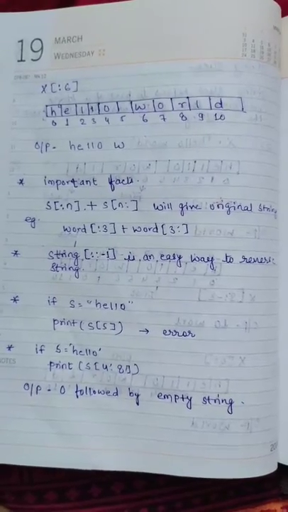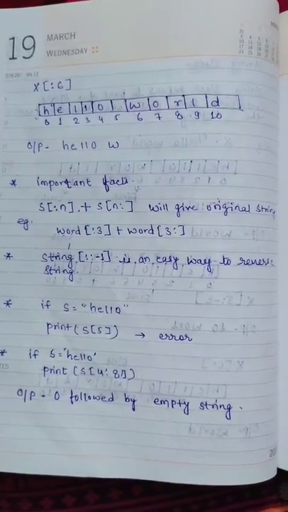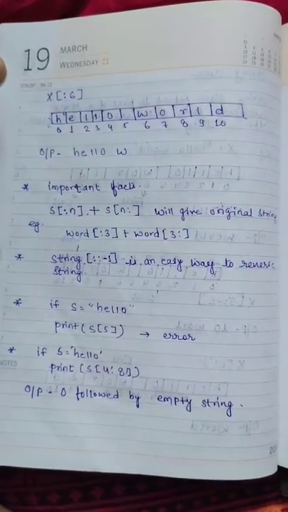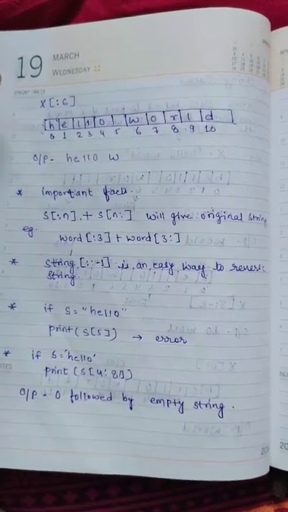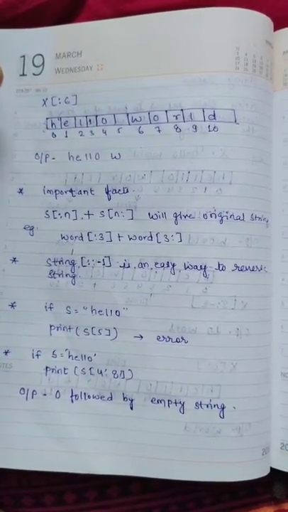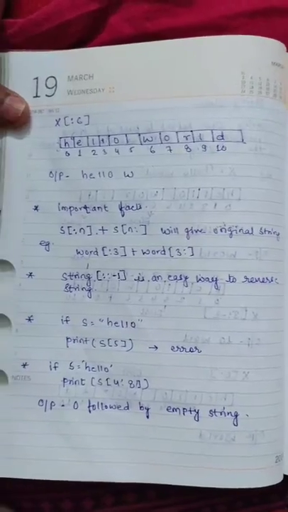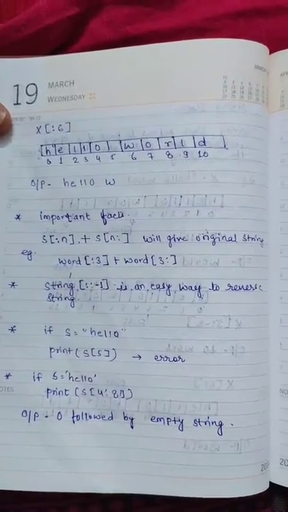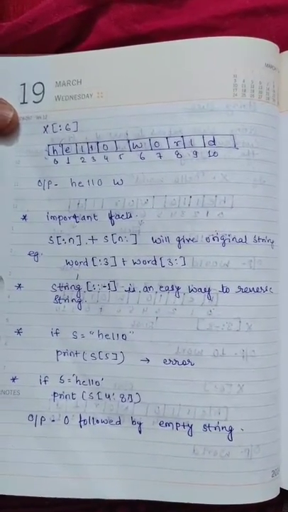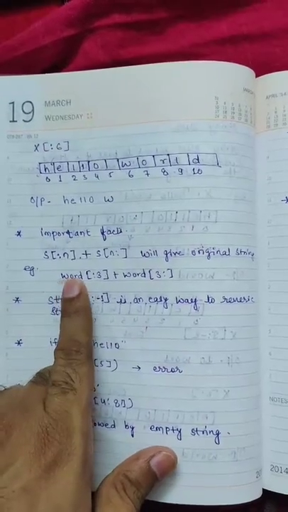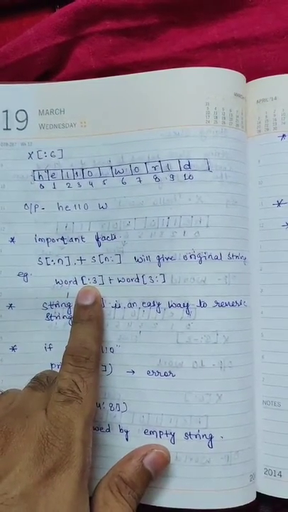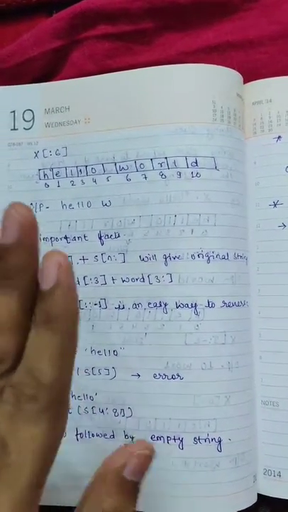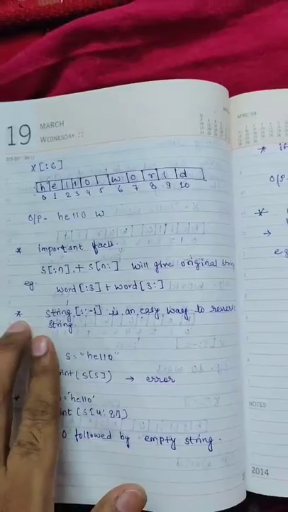Now some important facts about finding out substrings. Any substring that belongs to S, S[:n] + S[n:] will give the original string. Whatever index you have given in place of n, it will return the original string. Suppose an example, I have written word[:3] + word[3:], so it will give the original string.